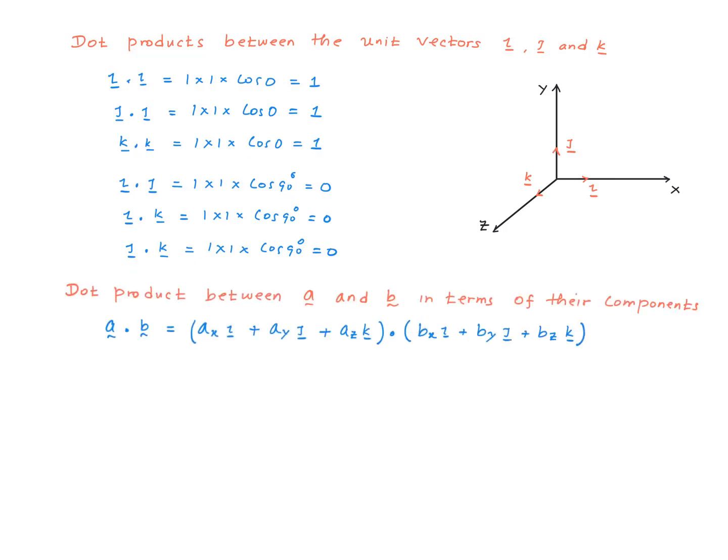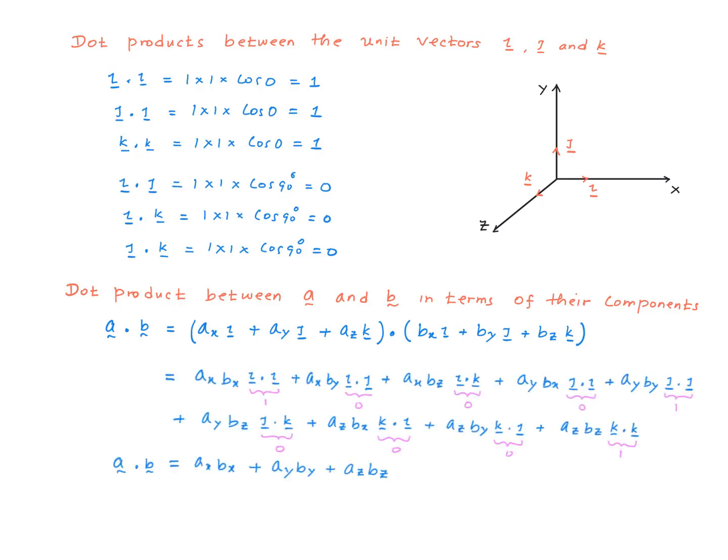These results allow us to find A dot B in terms of their components. So using their component form, A dot B can be written like this. And note that there's a dot here. Now we expand this and simplify using these results. When you expand it, you want to put the dot between the two vectors which are being multiplied with each other. For example, when I multiply this first term with this first term, we get ax times bx times I dot I. So you want to put the dot between the unit vectors I and I.